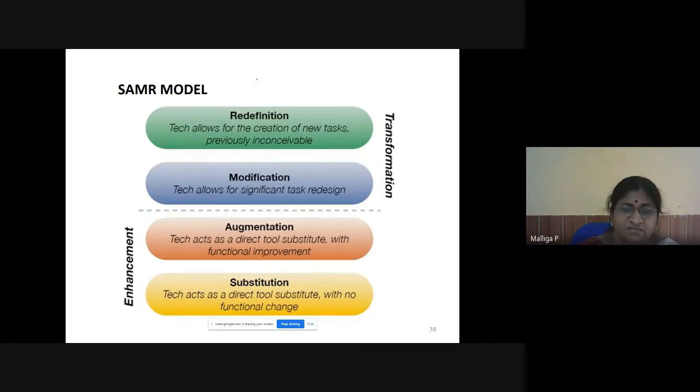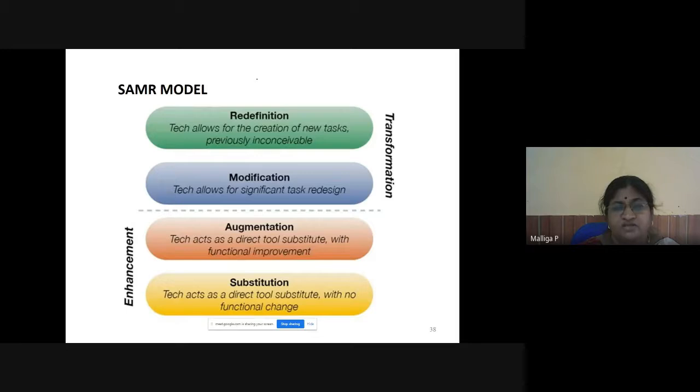And they can make something new, and it will be very rich resources, which can be used by us, and by others to learn also. So that is called the redefinition. Technology allows for creation of new tasks which were previously inconceivable.